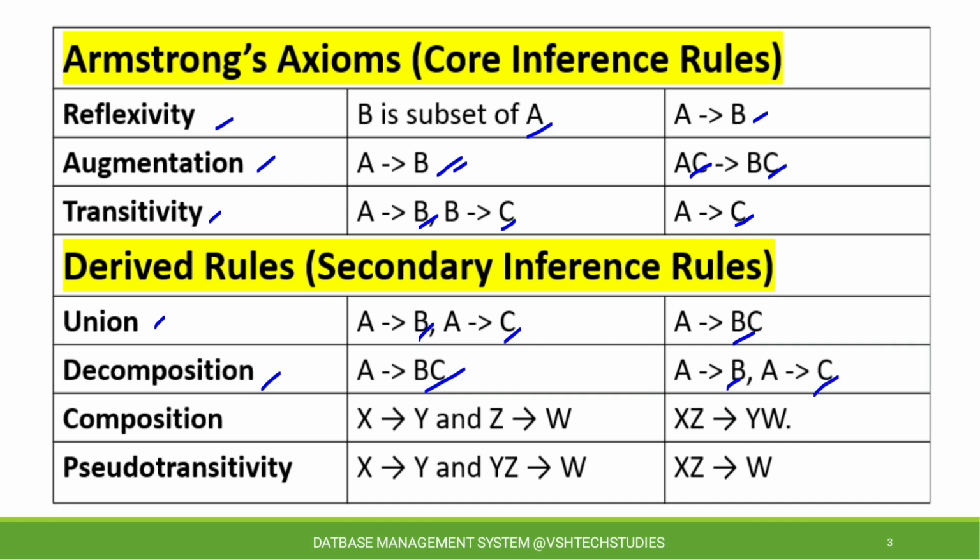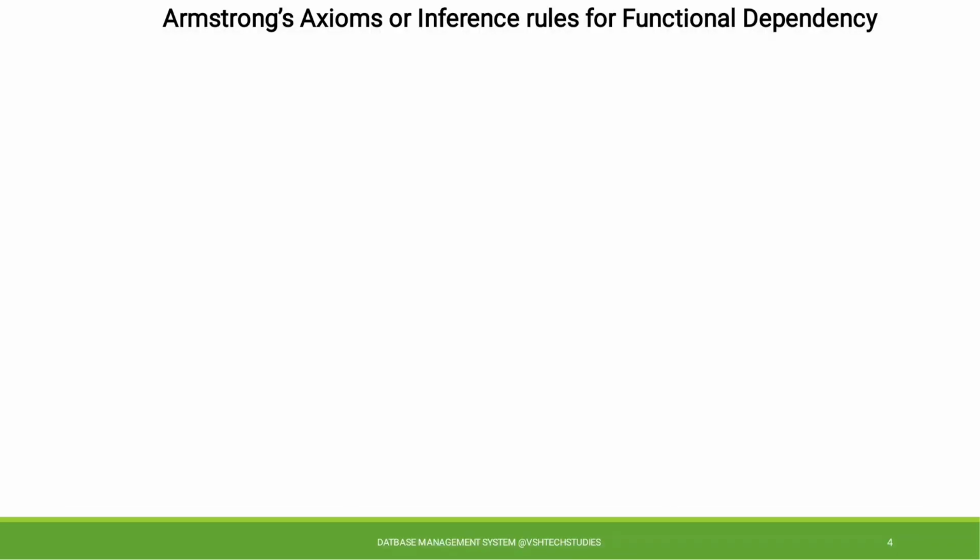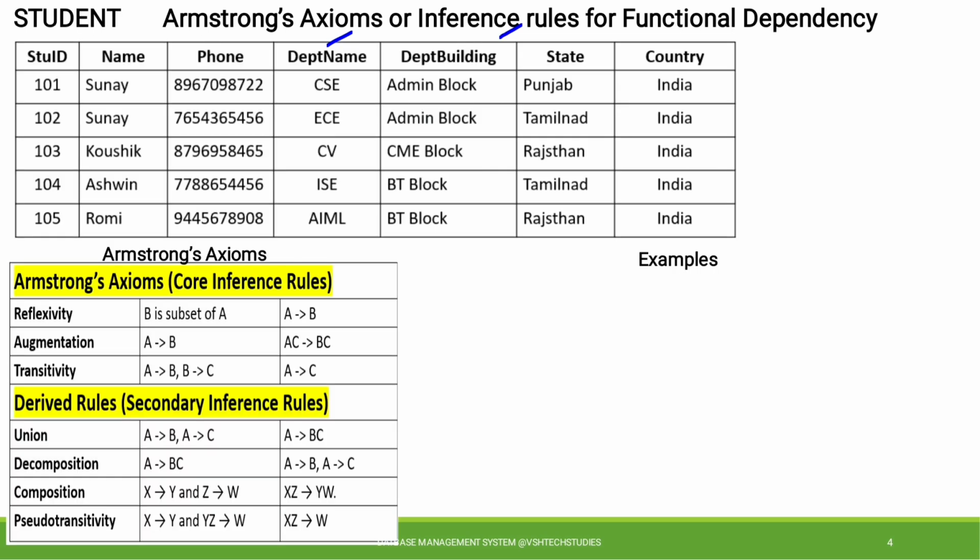Composition rule states that if X determines Y and Z determines W, then XZ determines YW. Pseudo-transitivity rule states that if X determines Y and YZ determines W, then XZ determines W. Next we shall see Armstrong's axioms or inference rules as applied to a student table.